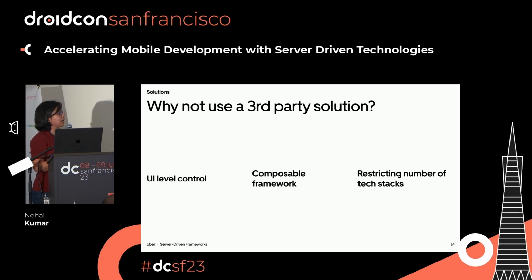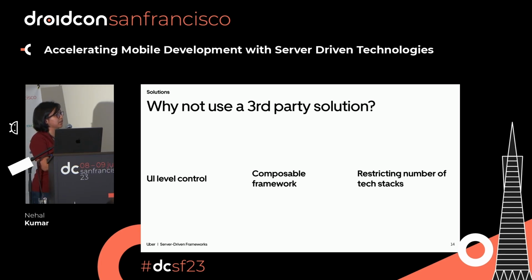So the first one that's a highlight is UI-level control. Most companies of Uber scale would not want to give up control over UI and the debuggability that you get with native UIs. We already had a design platform that was available for us to use, so we were able to leverage that and have that UI-level control throughout our framework.